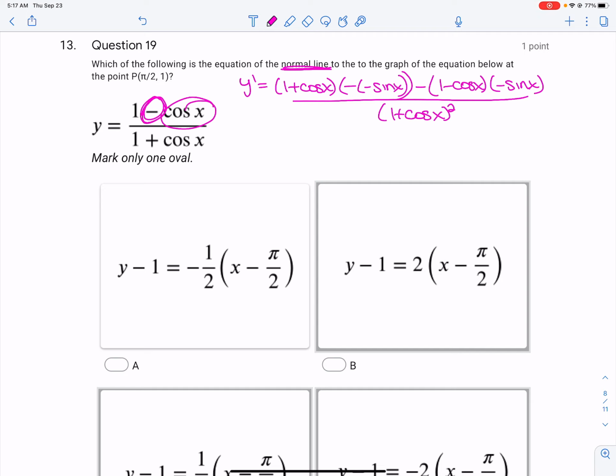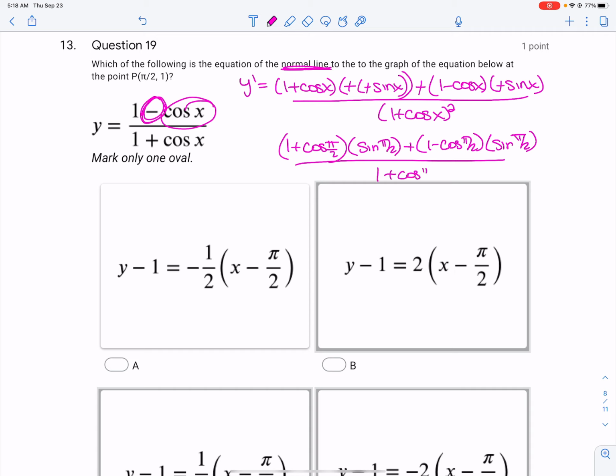I would maybe not simplify. These are both positive. This negative sign with the negative turns that into positive, so I would have just started plugging in 1 plus cosine of pi over 2, sine of pi over 2, plus 1 minus cosine of pi over 2, sine of pi over 2, over 1 plus cosine of pi over 2, the quantity squared.